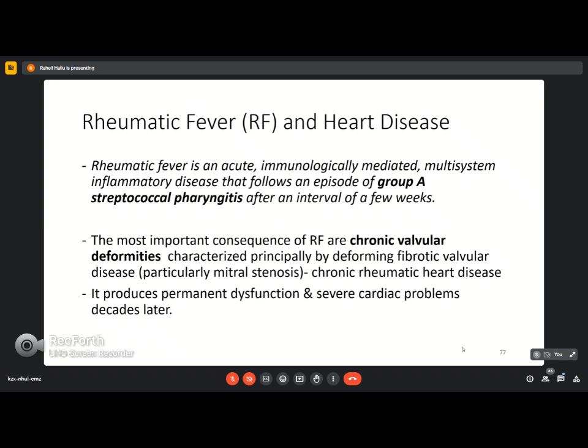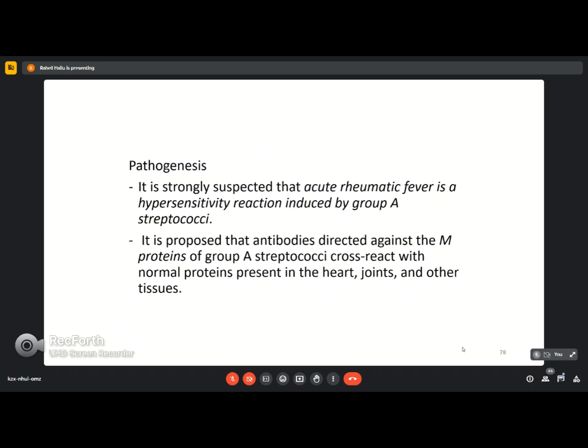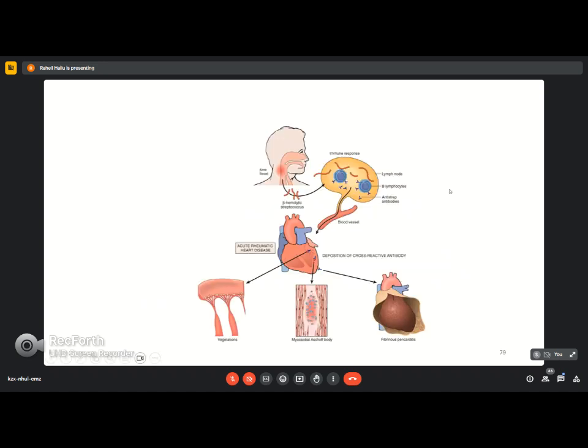Antibodies formed for this bacteria cross-react with these antigens and result in an inflammatory response. So you don't actually have introduction of the bacteria to the cardiac muscles. It's rather an immunologically mediated inflammation. It's the antibody that actually results in the valvular heart damage. So it is strongly suspected that acute rheumatic fever is a hypersensitivity reaction, and the antibodies directed against the M proteins of the group A streptococci cross-react.